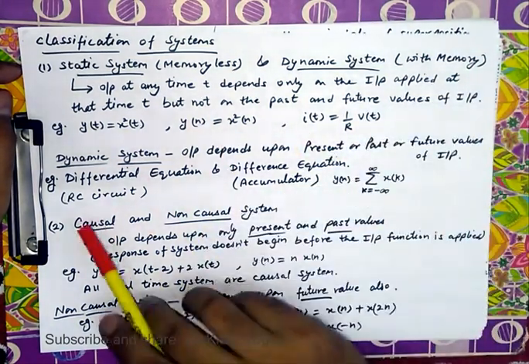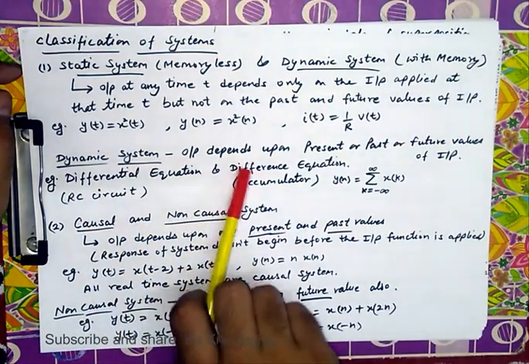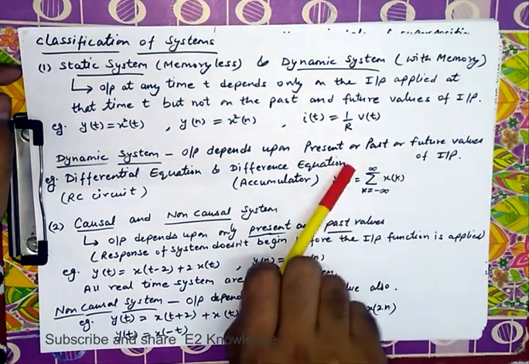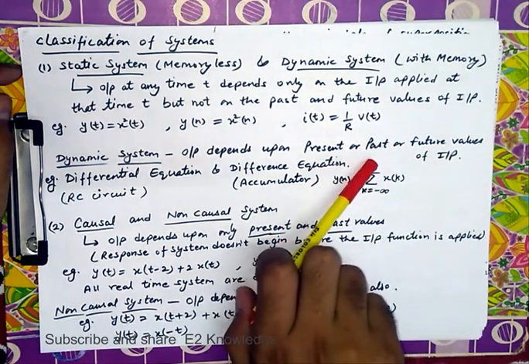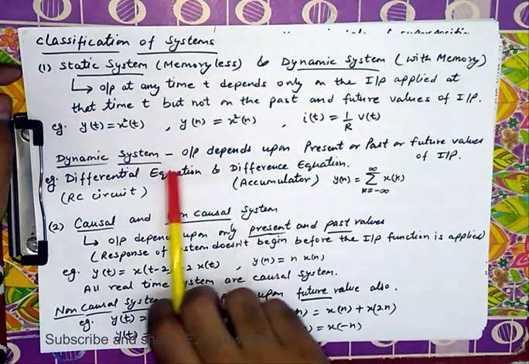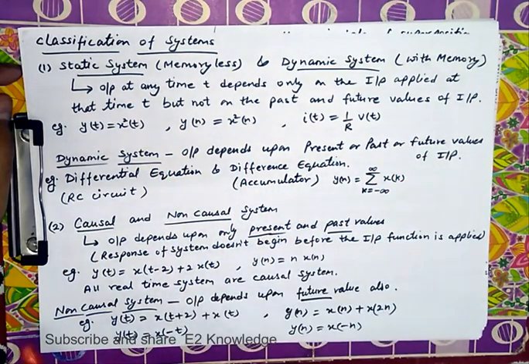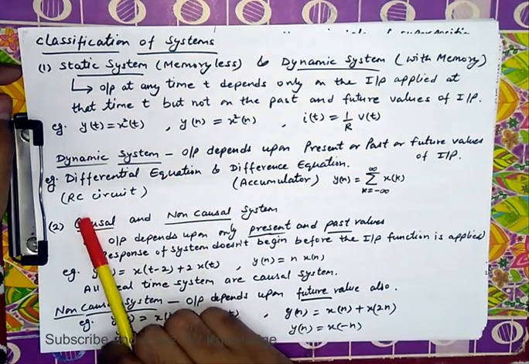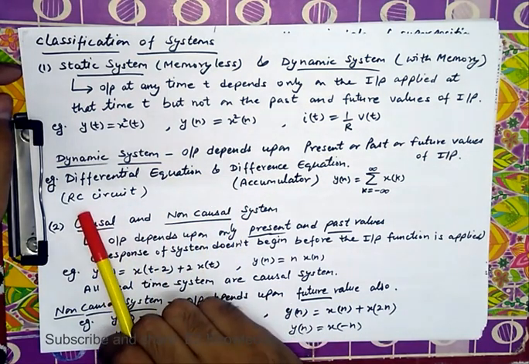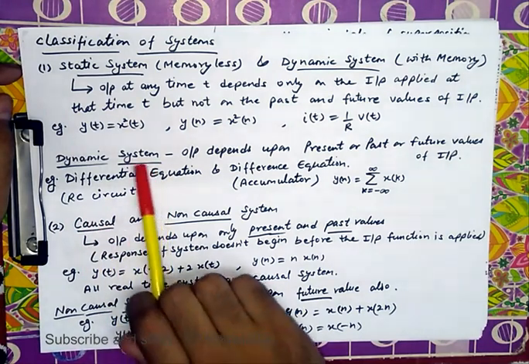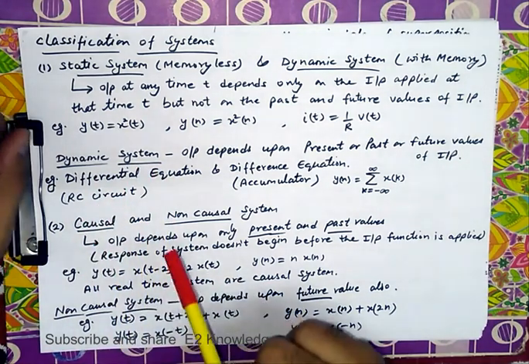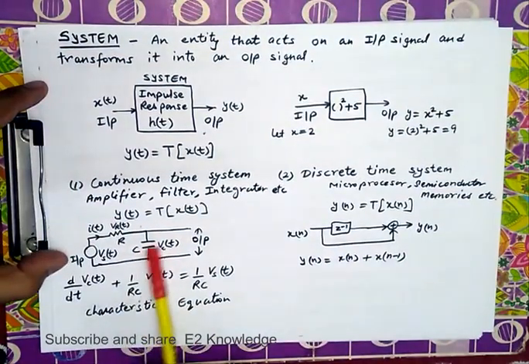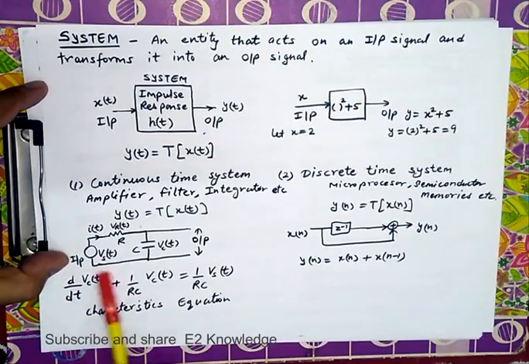static system. In a dynamic system, output depends upon present or past or future values of input. It may be any combination of these, but it must contain past or future values because it must have some storage element. For example, differential equations, RC circuit, because the capacitor is a charge storage device, so it must have a differential equation as we have seen in the last slide. That is, due to this capacitor we have that differential equation.